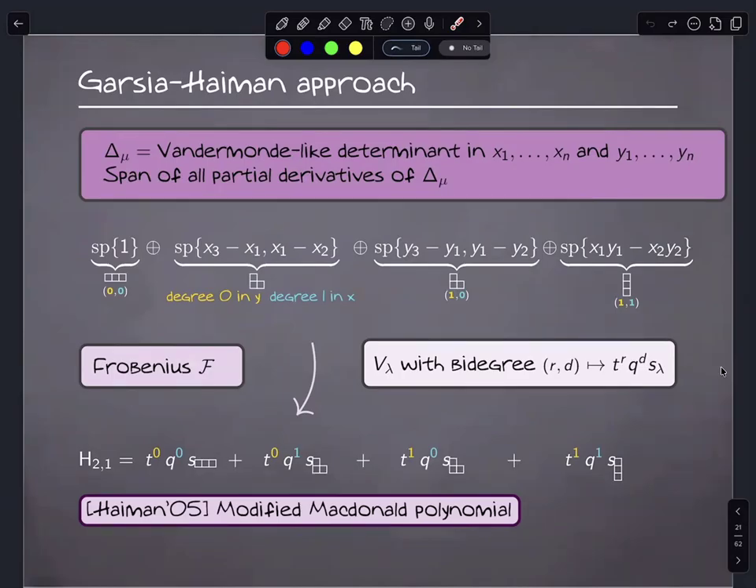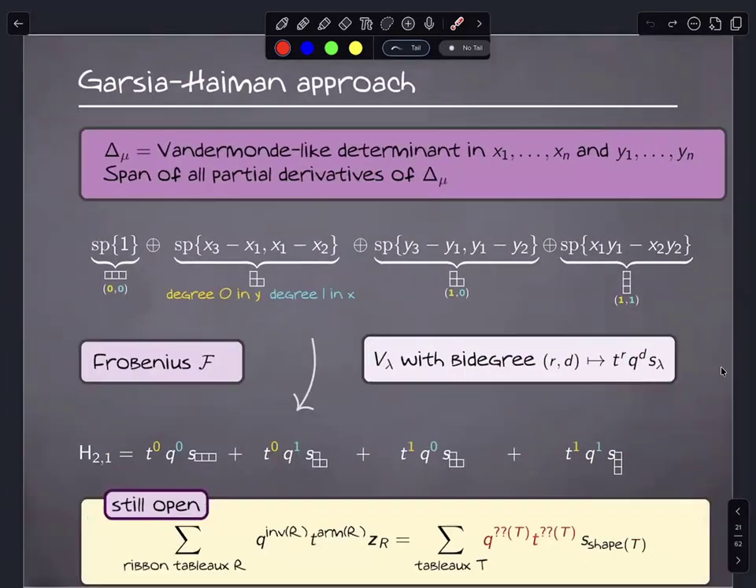And Haiman proved that the Frobenius image is this modified Macdonald, which by definition means that you have Schur positivity, because the Frobenius image is a sum of Schur functions reflecting the decomposition. So that's amazing, and that was done around the same time as the combinatorial formula, actually. But what's still open is, okay, you know that there's one of each of these guys for each tableau. And you know it's Schur positive now. So you know that there's just a QT monomial for each tableau.